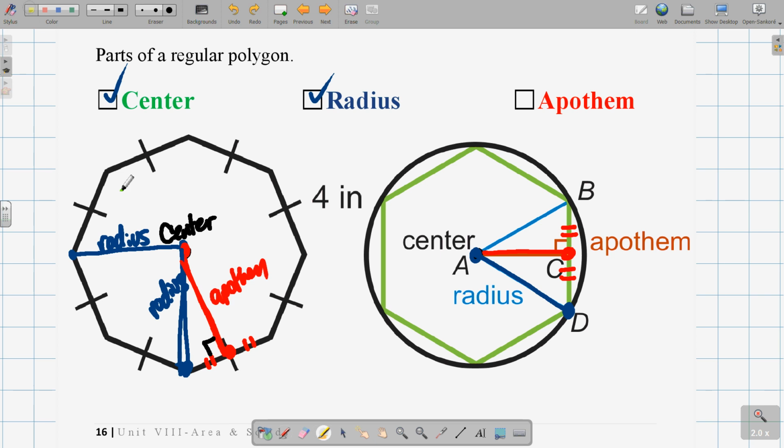If you look very carefully, trace up the radius, down the apothem, and across, and you see that there's a right triangle there. Watch out for that. We're going to be using that in a little bit.